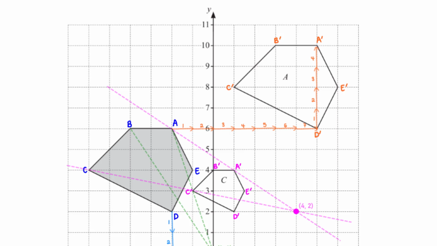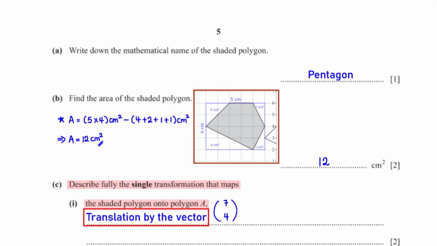So now all we need to do is find the translation vector. From the illustration, we can tell that the translation vector is (7, 4). And so the full description for the transformation will be translation by the vector (7, 4).